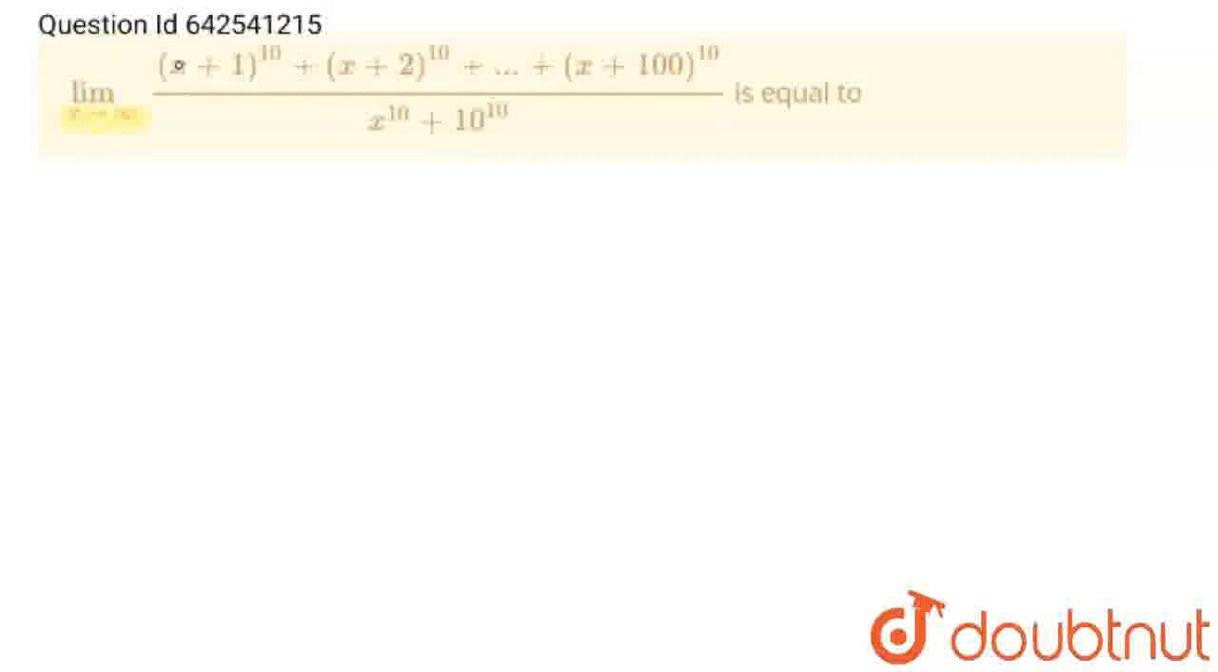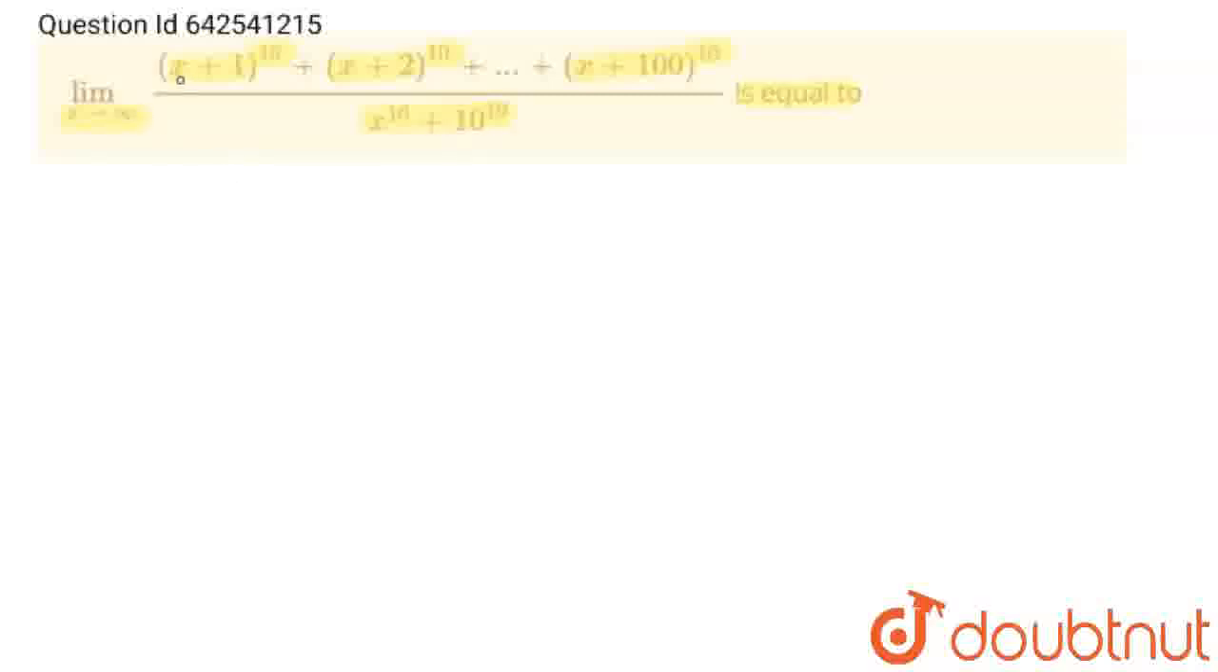Students, the question is: limit x tends to infinity of ((x+1)^10 + (x+2)^10 + ... + (x+100)^10) upon (x^10 + 10^10) is equal to. So let's solve this problem.